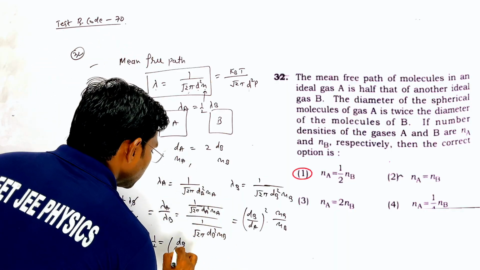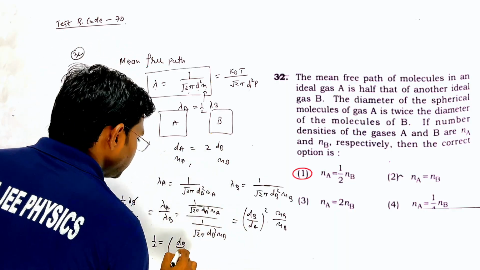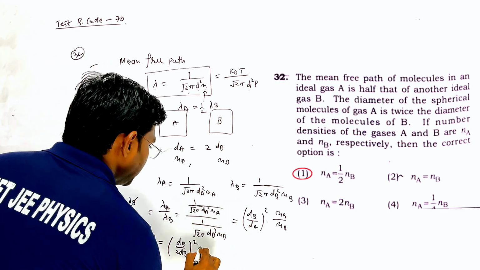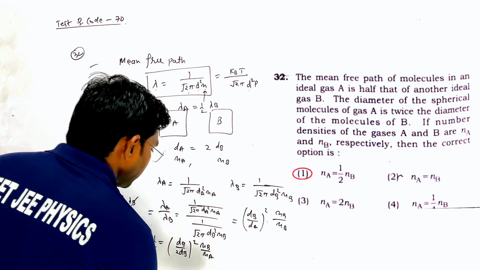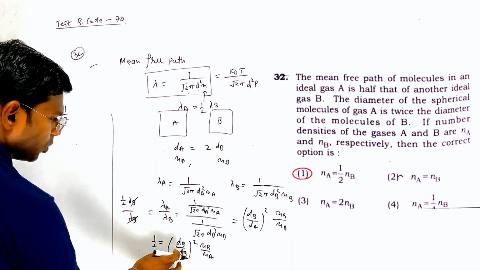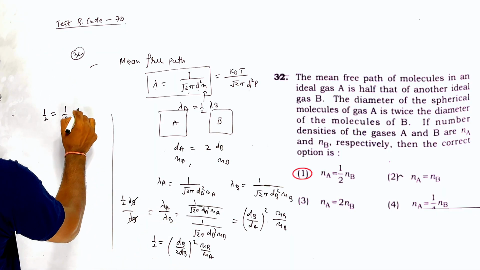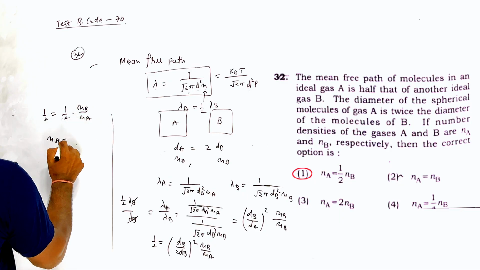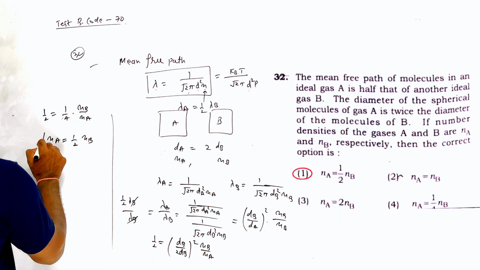dB is as it is, and what is dA? dA is nothing but 2 dB, whole square. It is equal to Nb upon Na. When you simplify, you will get 1 by 2 is equal to 1 by 2 whole square, this is 1 by 4, and Nb upon Na. So if you simplify, Na is equal to 1 by 2 Nb.